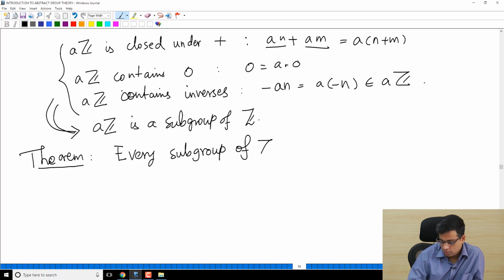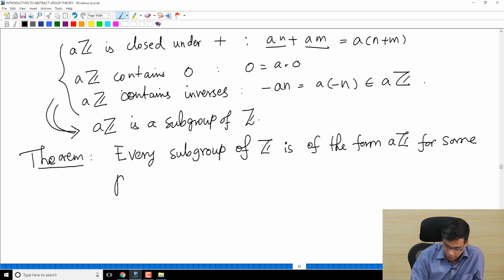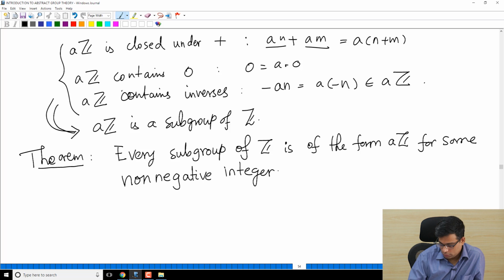Now, the theorem that I want to write and prove is that every subgroup of Z is of the form aZ for some integer, not positive, but some non-negative integer a.